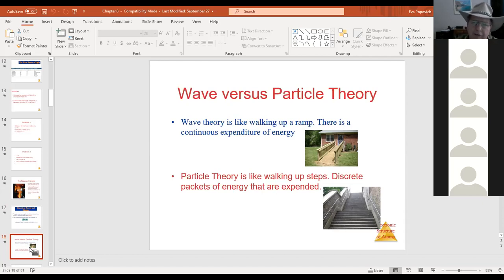On the other hand, if I have a staircase, I have a certain 6 inches that I've got to lift my leg up and put onto that stair and push myself up to go to the next stair, which is another 6 inches. The energy I'm expending comes in spurts of those 6-inch height differences. That is the basic difference between wave theory and particle theory.